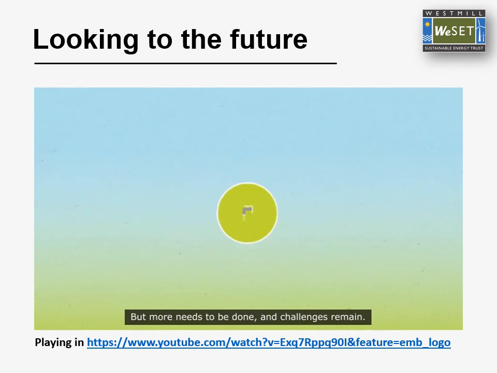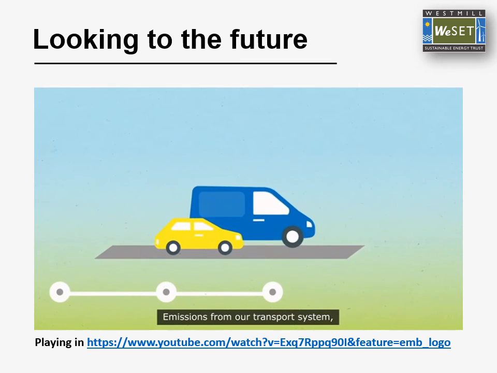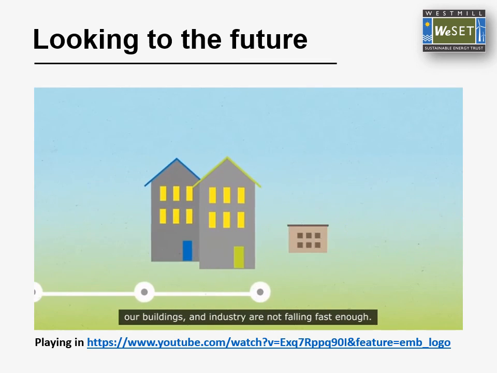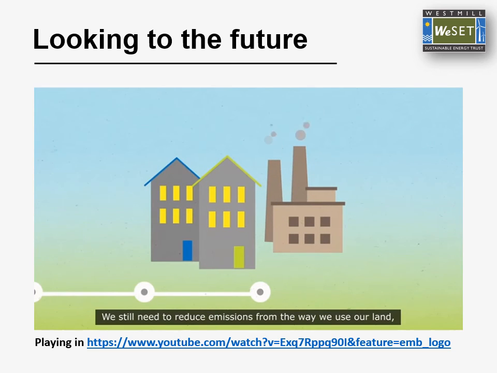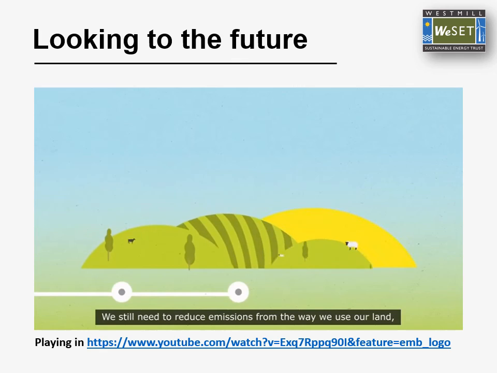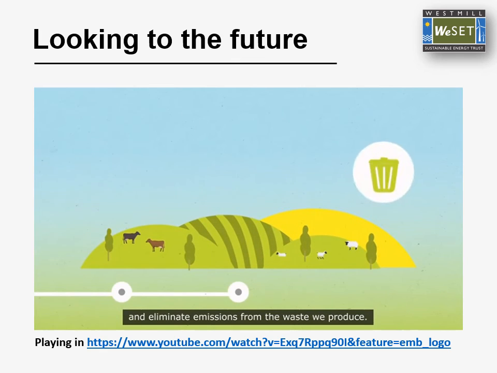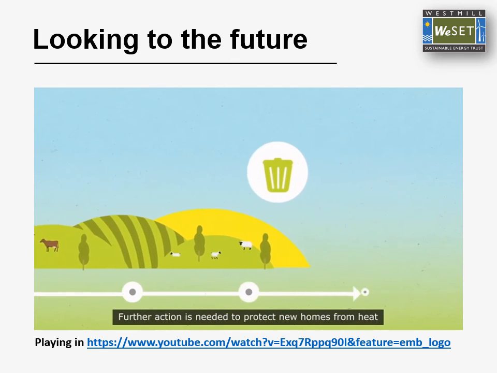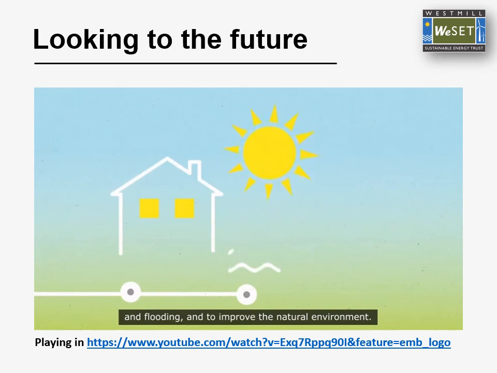But more needs to be done, and challenges remain. Emissions from our transport system, our buildings and industry are not falling fast enough. We still need to reduce emissions from the way we use our land and eliminate emissions from the waste we produce. Further action is needed to protect new homes from heat and flooding and to improve the natural environment.